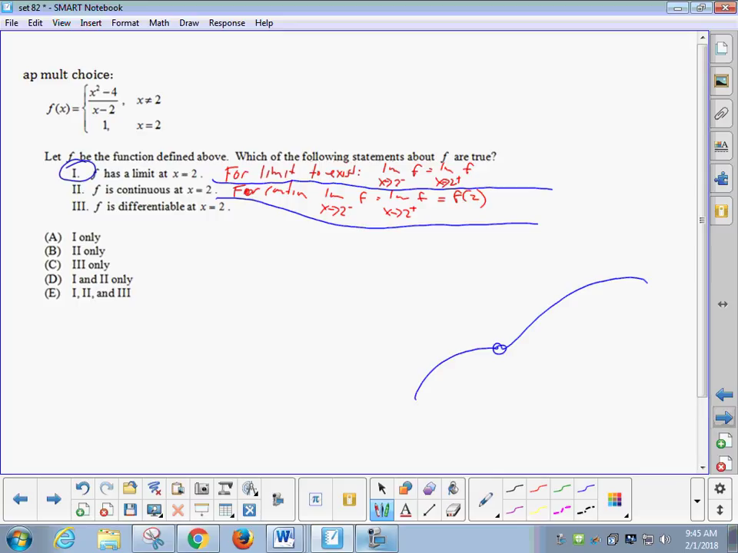Is f continuous at 2? Okay, how do I get into that to investigate?